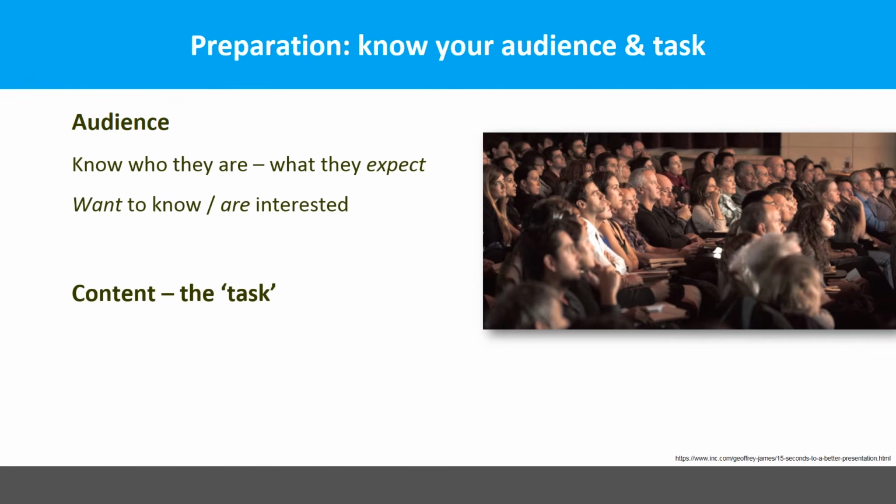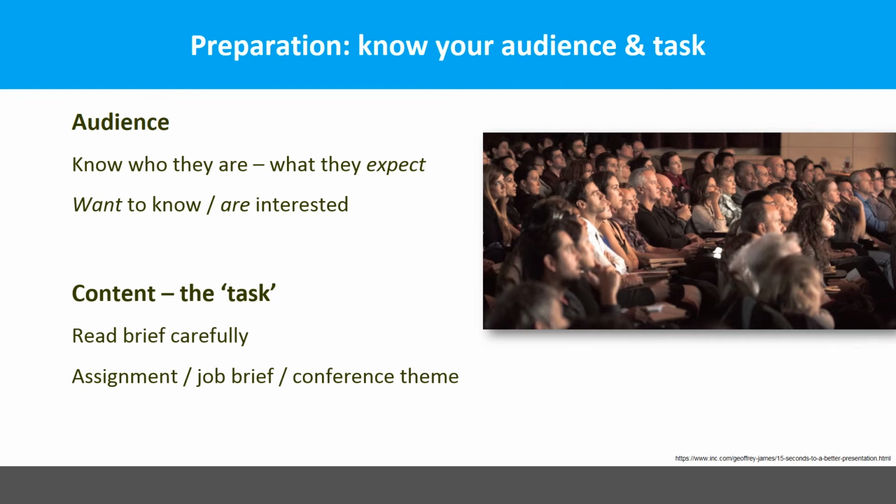In terms of the content, this should be evident to you in the task. Now, if you're doing an academic task, you need to read that brief carefully. And this might be an assignment. It could be a job brief if you're doing something more oriented towards professional skills. It could be a conference theme. It could be a project. It could be a lot of things. But that task brief should tell you very clearly what it is you're doing. Read the brief carefully, as I said, and highlight key terms and use them in the talk. This is a key strategy.